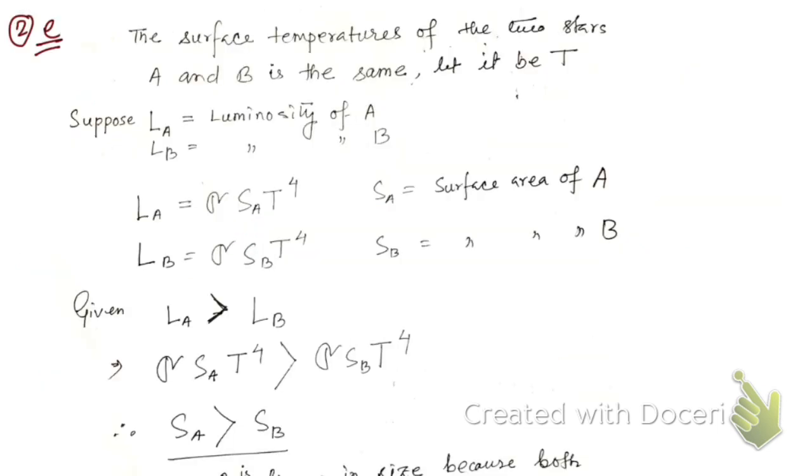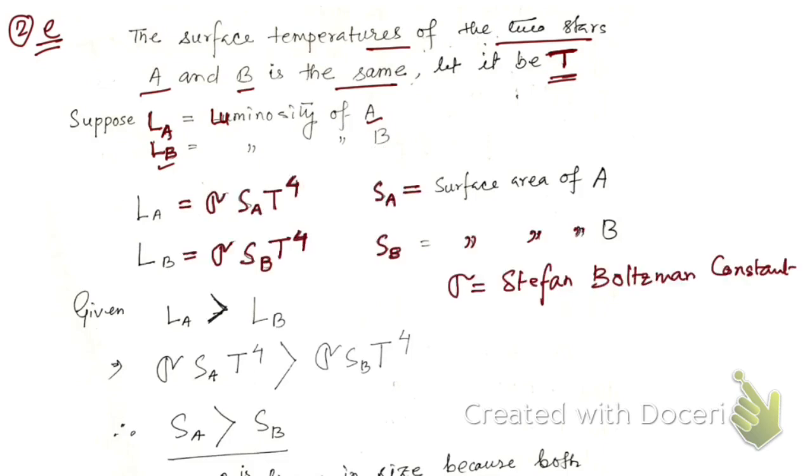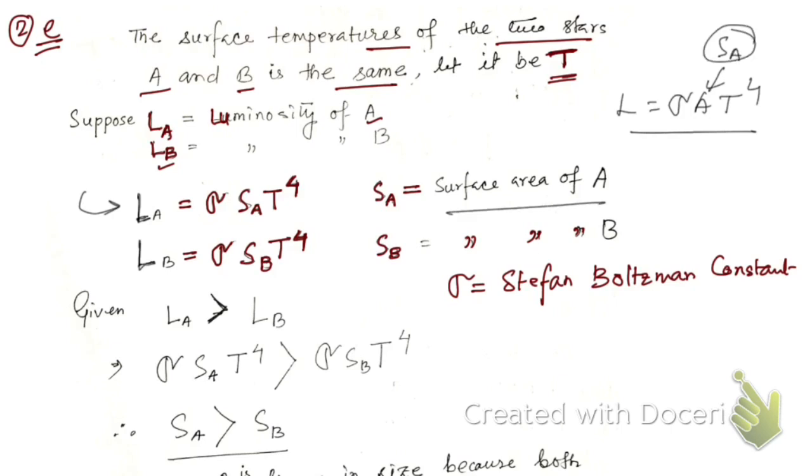So let me explain. The surface temperature of the two stars A and B is the same, so I have taken it as capital T. Capital T is the surface temperature of stars A and B. I have considered LA as the luminosity of star A and LB as the luminosity of star B. I used the formula L equals sigma A T to the power 4 to find the luminosity of A and of B. Here instead of A, I have written SA to represent the surface area of star A, and SB for the surface area of star B.